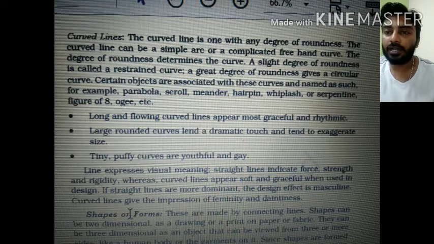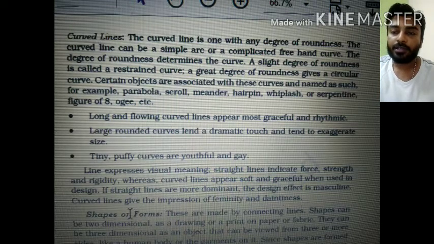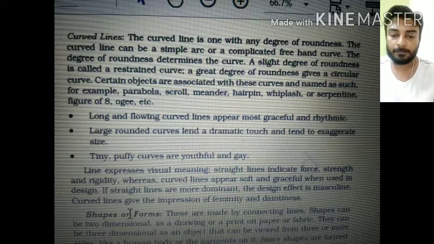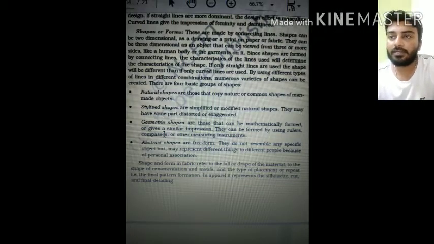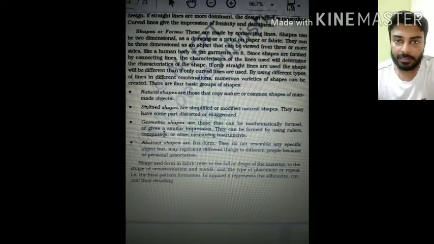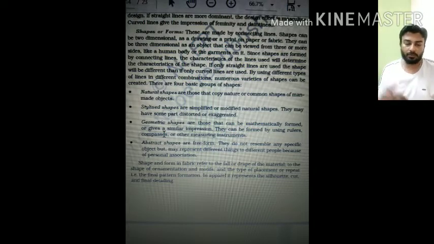Now coming on to the next element, it is the shapes or forms. So what are shapes or forms? These are made by connecting the lines, the different types of lines which I have described earlier. Those lines, straight or curved, are connected together to form different kinds of shapes or forms.